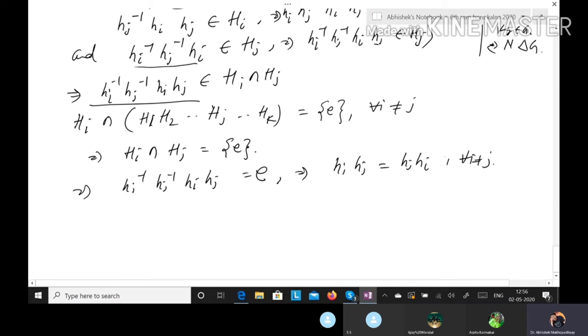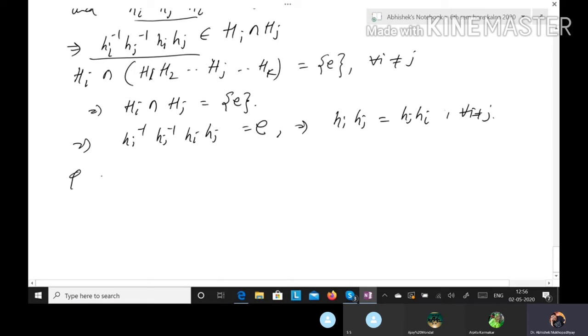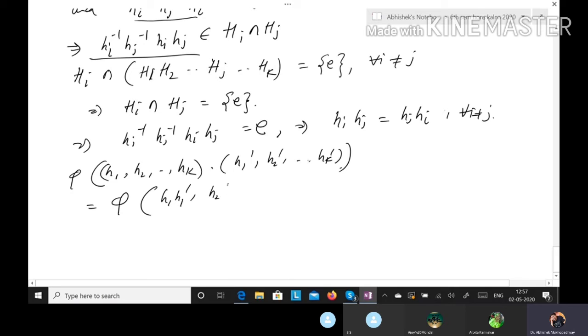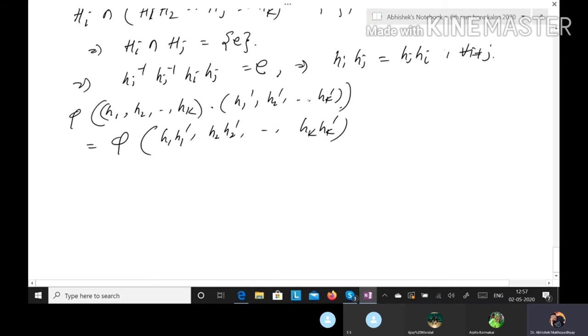With the help of this observation, one can show that for the map phi, if we apply this map to two elements from the group H1 × H2 × ... × Hk, this will give h1 h1 dashed, h2 h2 dashed, ..., hk hk dashed, and then it is h1 h1 dashed h2 h2 dashed ... hk hk dashed.